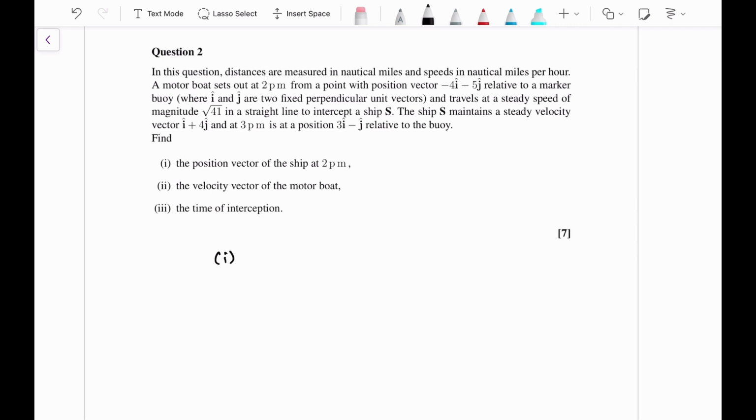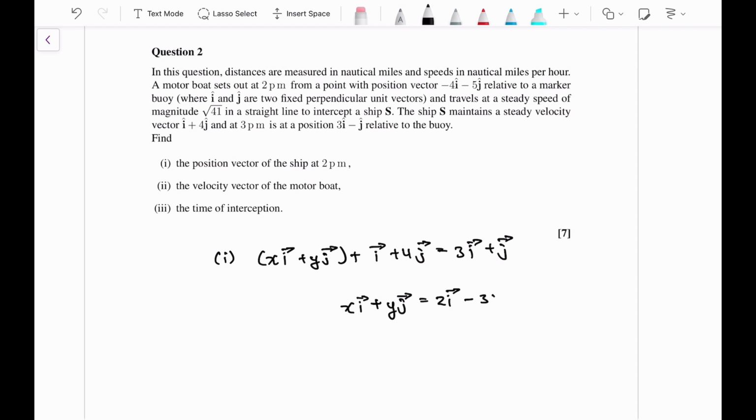Basically, the initial vector, let's say it's x and y for the i and j components, plus the time times the velocity is basically its position vector at 3 p.m. From 2 p.m. to 3 p.m. is just 1 hour, and the speed is in nautical miles per hour, so it's just multiplied by 1. This will be i plus 4j is equal to 3i minus j. So therefore, x and y will be 2i minus 5j. And this will be simply the answer for the first part of the question.